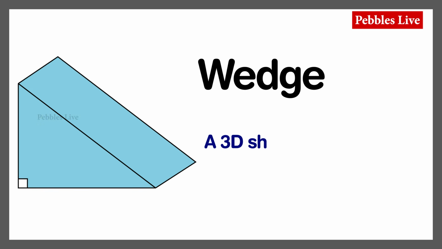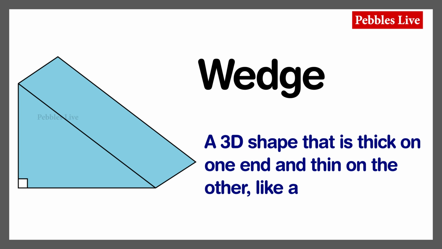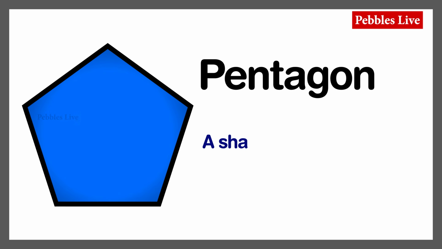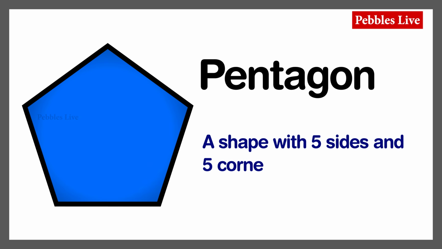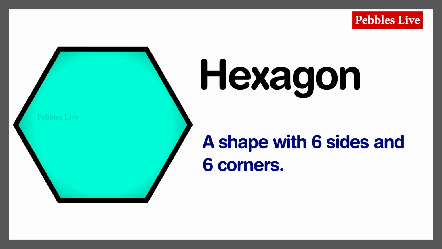Wedge, a 3D shape that is thick on one end and thin on the other, like a triangle block. Pentagon, a shape with 5 sides and 5 corners. Hexagon, a shape with 6 sides and 6 corners.